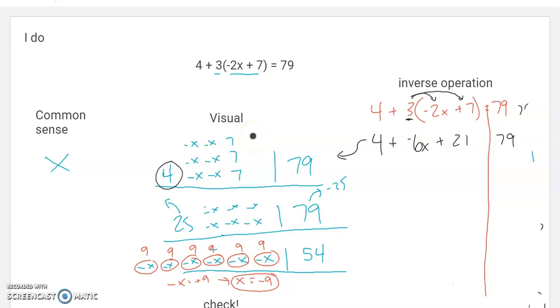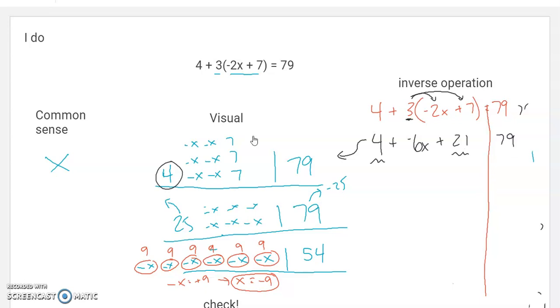Now I'm ready to combine like terms. There's not a lot to combine. 4 and 21. Remember, I can't combine the 79 with those. It's on the other side of the equal sign. That's kind of why I draw this. We got to be real careful we don't mingle the two sides.